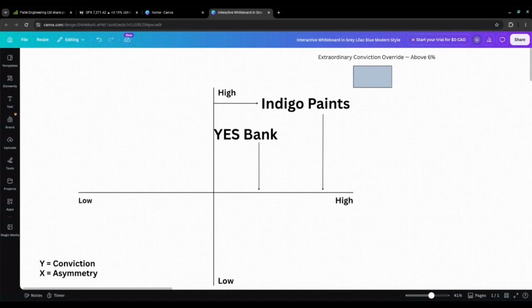Condition 4: the position has been monitored for at least one quarter with the thesis intact. No override on new entry. No override on a position entered last month. The extraordinary conviction override requires demonstrated patience. The thesis has been established, the monitoring has been active, and the framework has been applied to at least one full quarter of new evidence, with the conclusion remaining consistent. This condition is the most important protection against the most common misuse of the override: applying it at the moment of maximum excitement about a new position, before the evidence has been tested against reality.